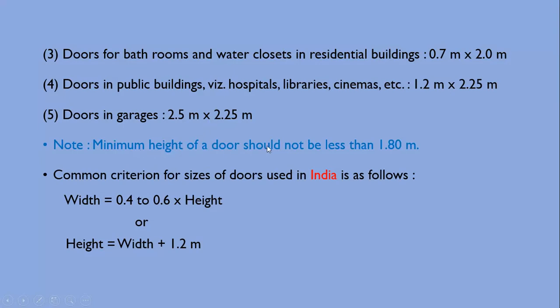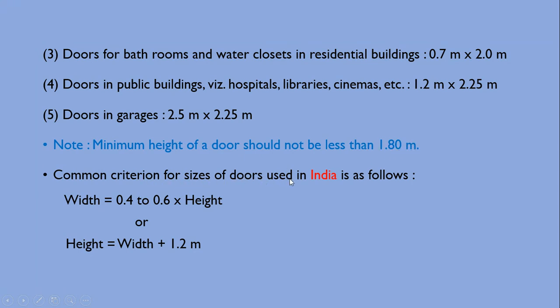Now, the minimum height of a door should not be less than 1.8 meter. The minimum height of the door is such because a person should comfortably be in a position to enter the room with hands up. That is, the minimum is 1.8 meter.